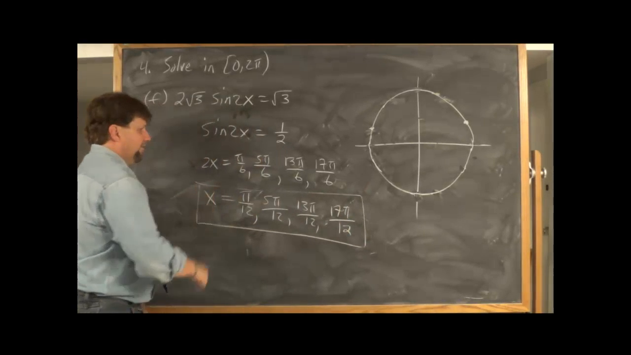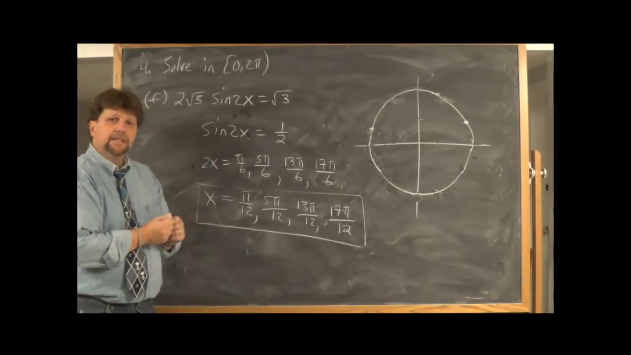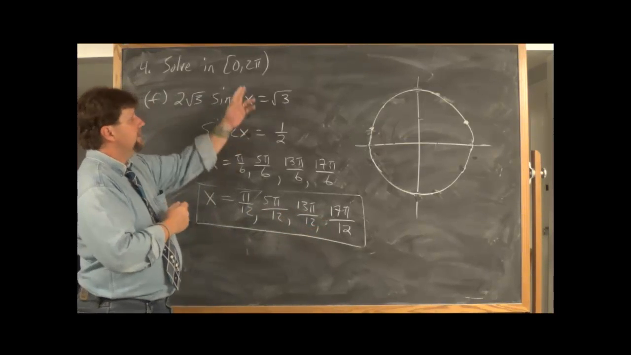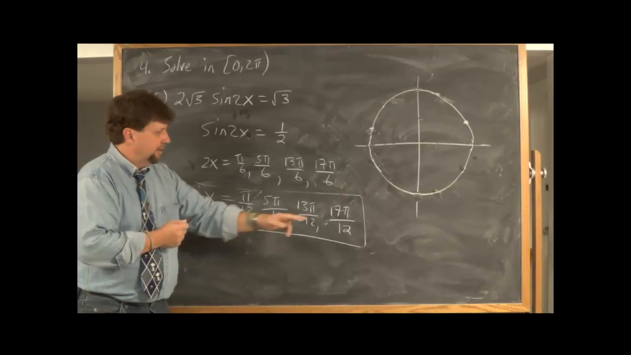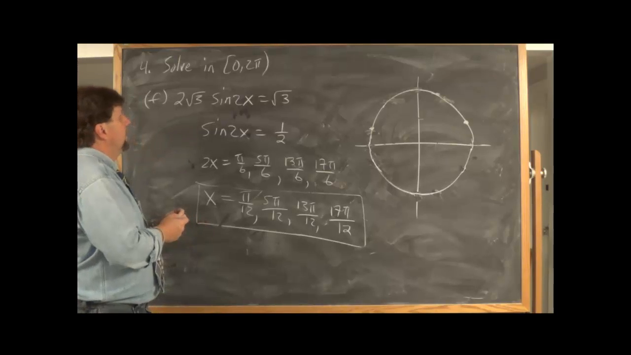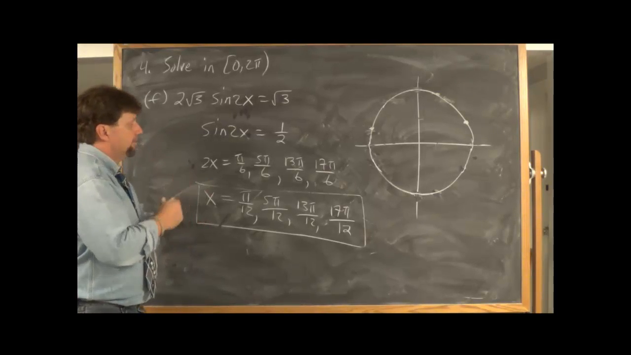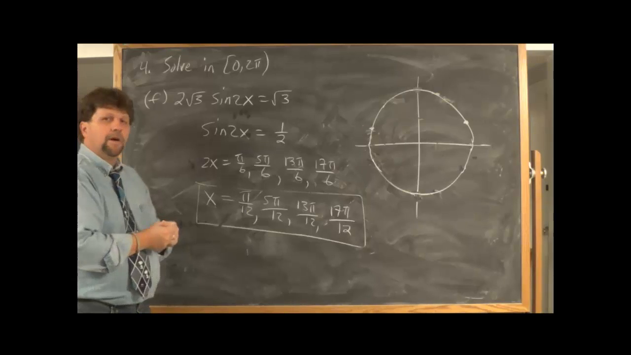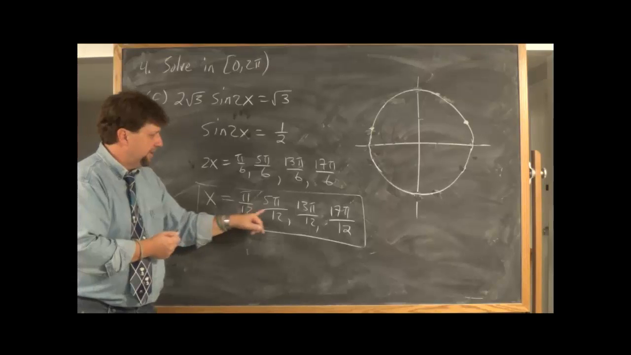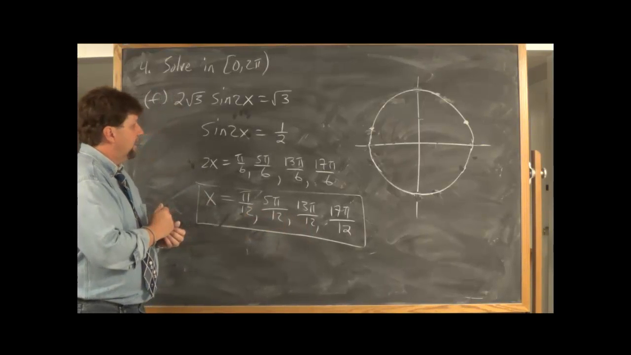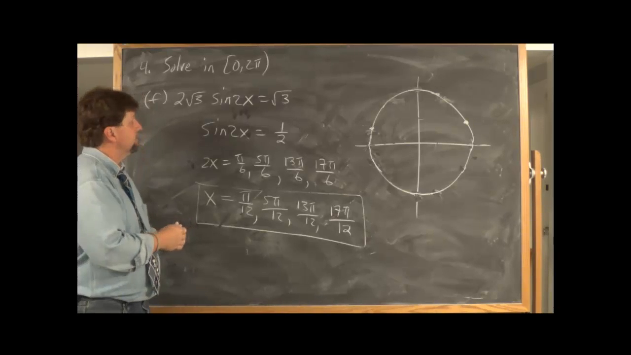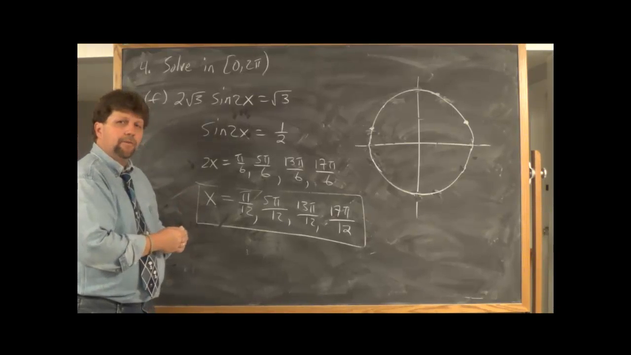Notice those are 4 solutions to this equation, and notice that all 4 of these solutions are in the interval 0 to 2 pi. I mean, 17 pi over 12 is definitely less than 2 pi. And yep, that's how I would do part F. Hopefully this is what you have for F. Hopefully you have those 4 solutions. And hopefully you're doing a good job on solving trig equations. That's it for number 4.